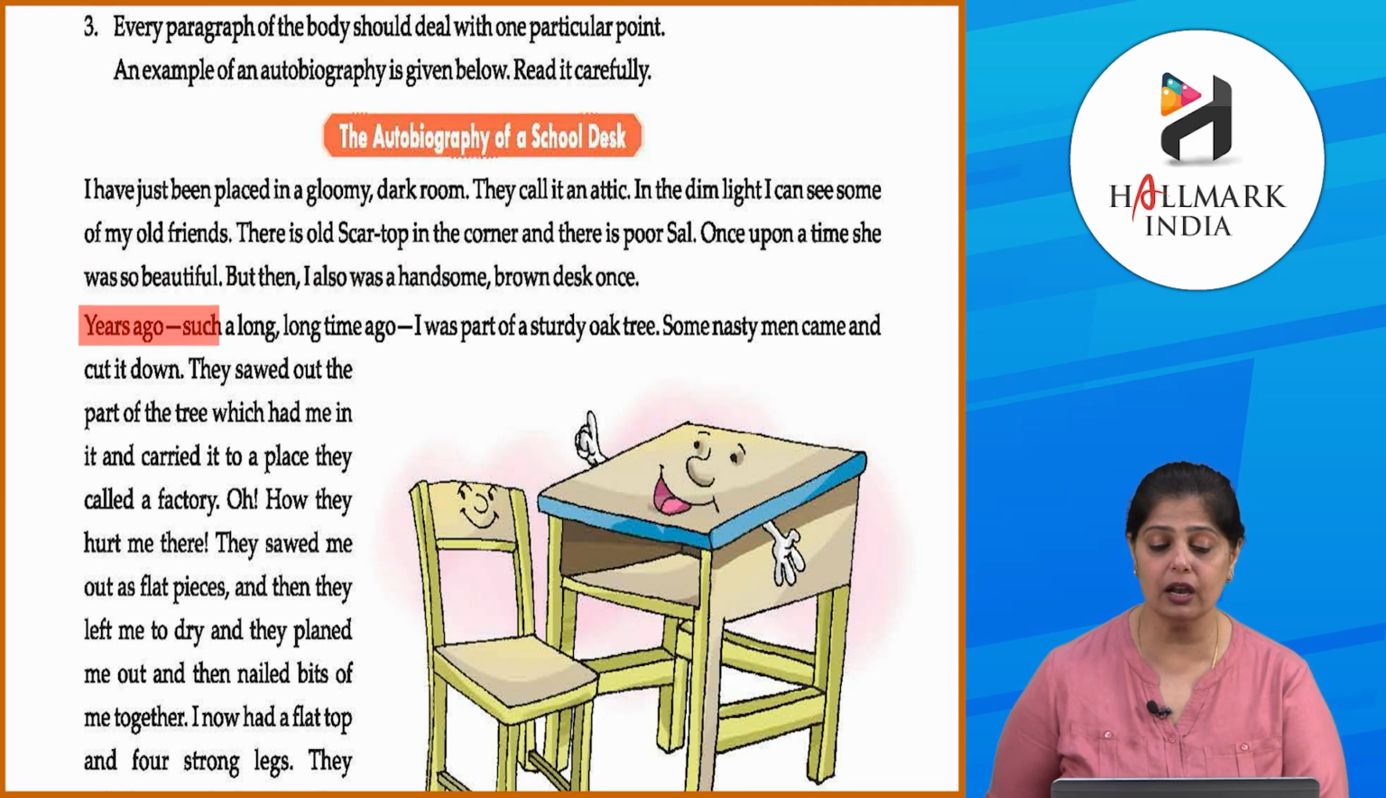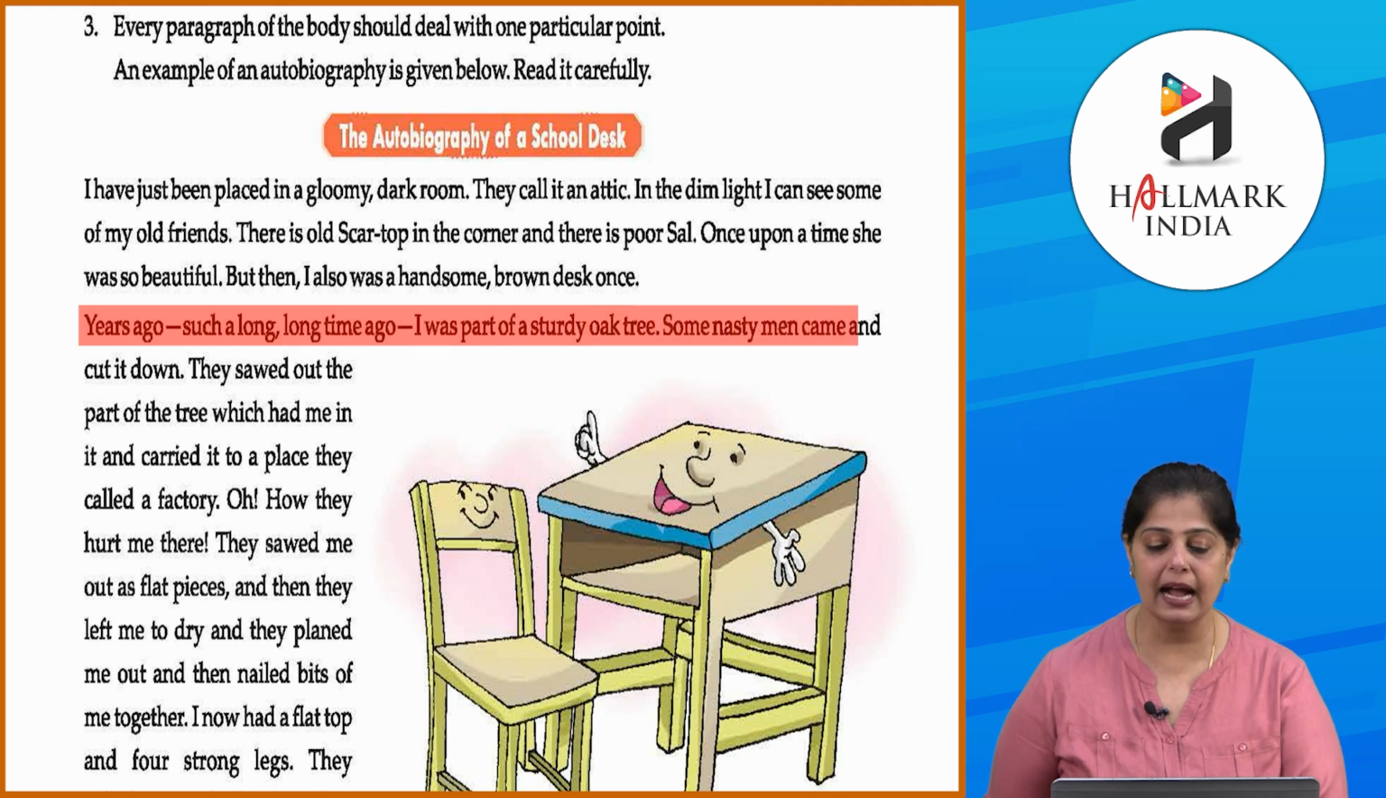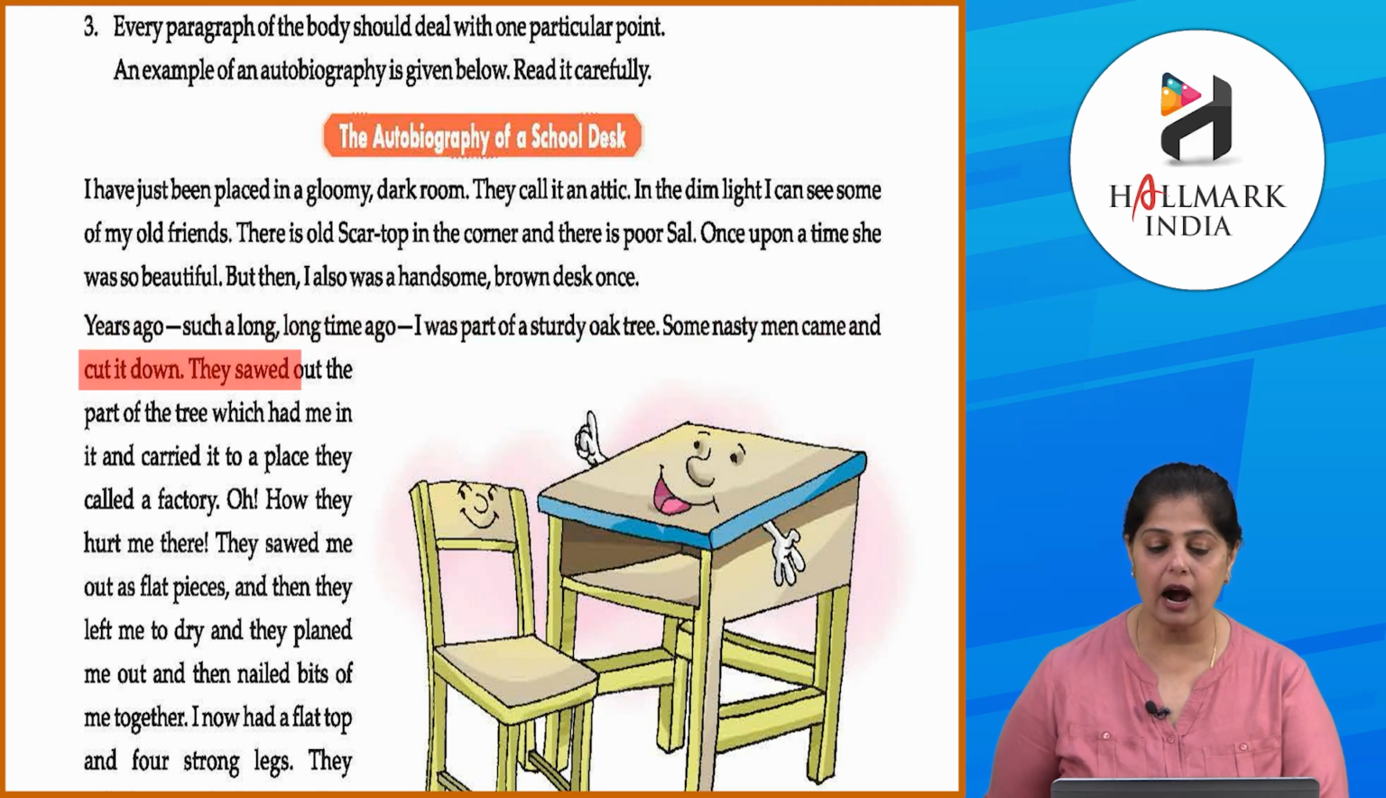Years ago, such a long, long time ago, I was part of a sturdy oak tree. Some nasty men came and cut it down. They sawed out that part of the tree which had me in it and carried it to a place they called it a factory. Oh, how they hurt me there! They sawed me out as flat pieces, and then they left me to dry, and they planed me out and then nailed bits of me together.